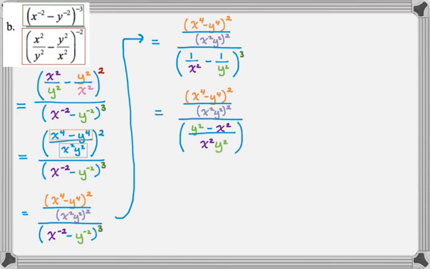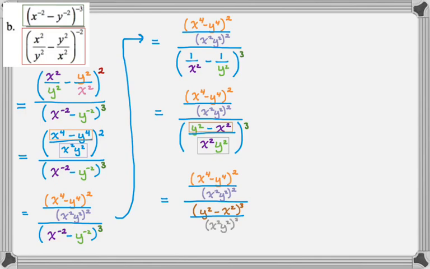And you can follow the colors if you want, or if you're not sure where things are coming from. Again, we have a quotient raised to a power, so we're going to keep the numerator and deal with it. So the numerator here in the denominator gets to be to the third power, and the denominator in the denominator gets to be to the third power. So we'll end up with x squared y squared to the third.